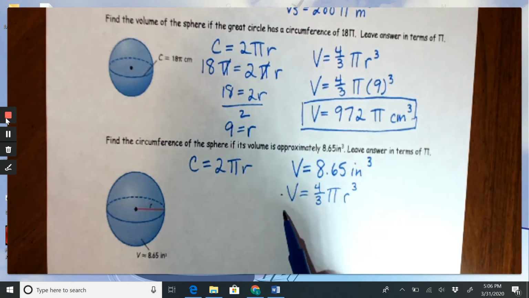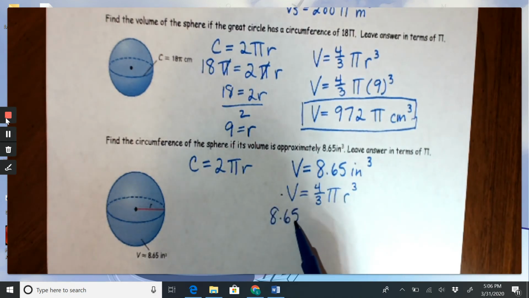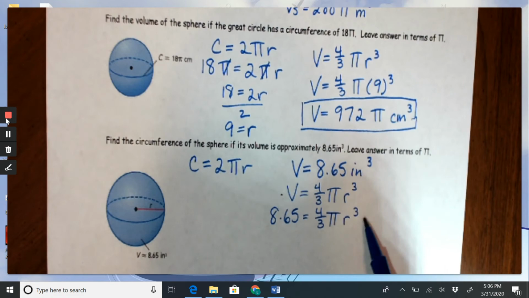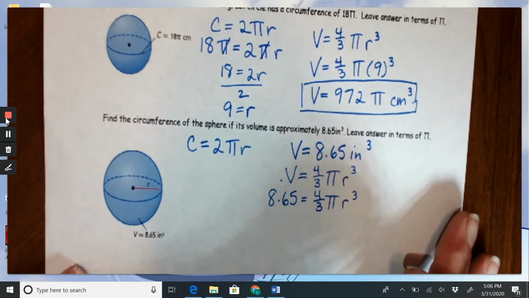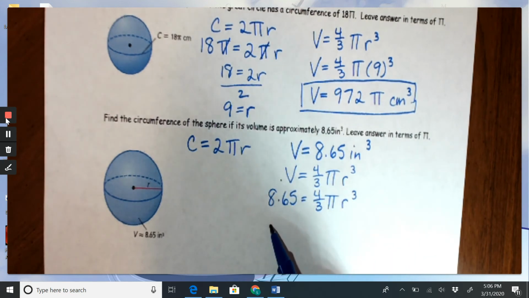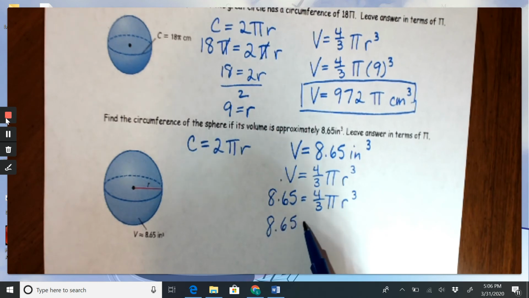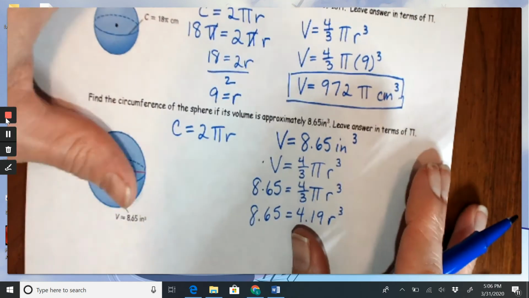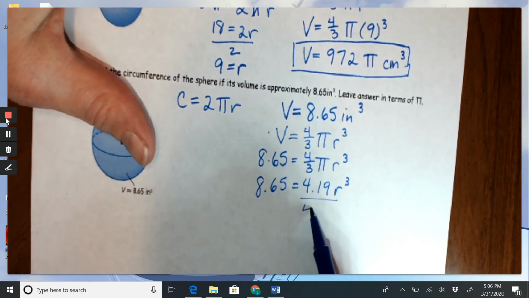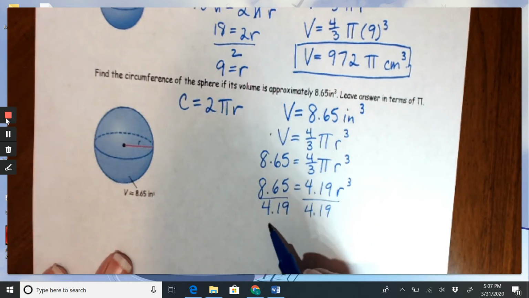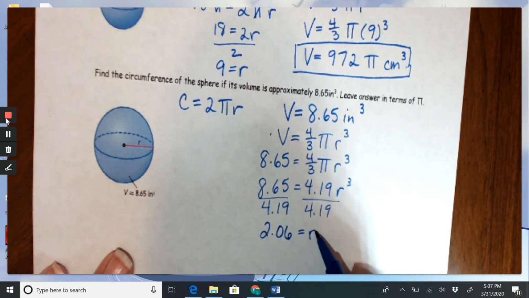So we're going to plug in our 8.65 for our V. 8.65 equals 4/3 pi r cubed. Now our only unknown here is the radius. So we need to just plug into our calculator. I don't know what 4/3 pi is, but we're going to plug it into the calculator. And when we do, we get 8.65 is equal to 4.19 r cubed. Now, to get the r by itself, first I have to get the r cubed by itself. So I'm going to divide both sides by 4.19. And I get 2.06 is equal to r cubed.